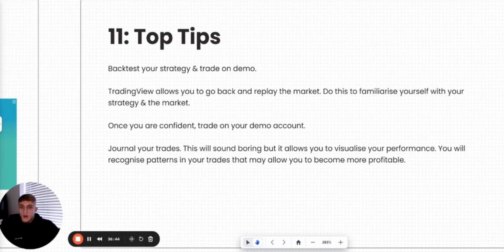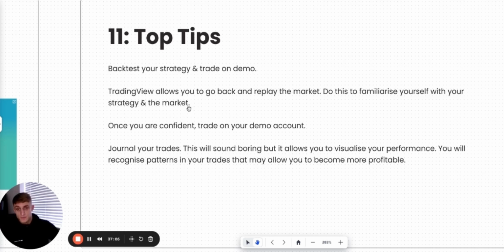So before you do get started, a few things that I would recommend is backtesting your strategy and trading on a demo account. So on TradingView, what you can do is basically do a bar replay. You can go back and replay what's happened in the past, and you can see where you can get your entries. You can do your analysis and then take trades and see whether you would have won them or not.